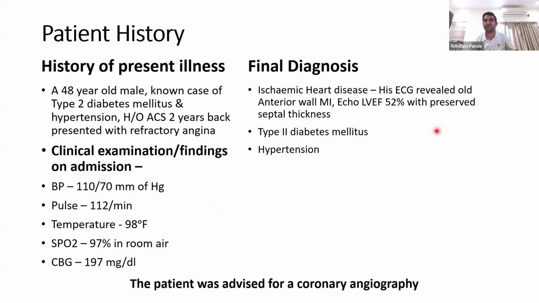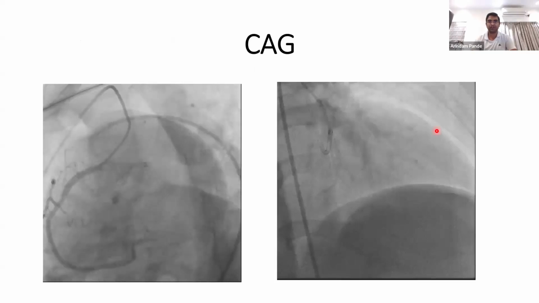Echocardiography was done, which showed an ejection fraction of 52% with preserved wall thickness of the anterior wall. There were changes in the anterior wall. Basically, this was a very old anterior wall infarct, more than 2 years old. The patient was advised angiography followed by revascularization, and this is the angiography.